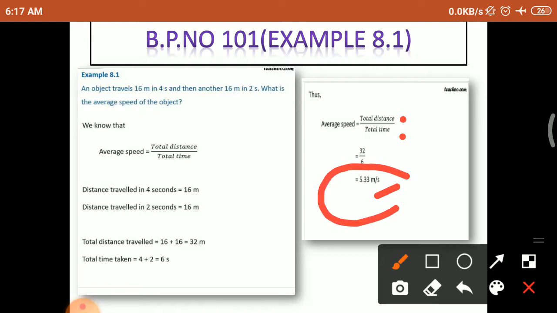So what is the meaning of this? The object covers 5.33 meter in 1 second. How much distance did it cover in 1 second? The object covered 5.33 meter in 1 second.